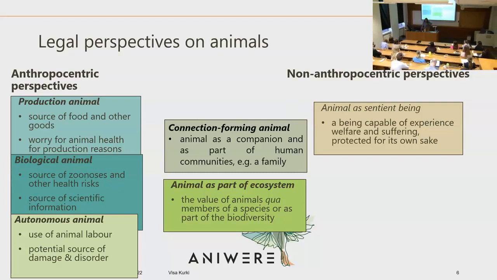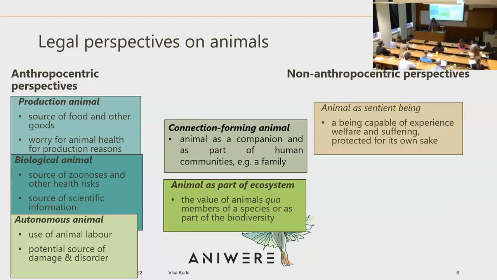On the other hand, if we again compare animals to chairs, animals are biological, meaning that they are similar to us in being biological. So this means that they also pose health risks to us. They can carry zoonoses and so on, which may cause risks to human beings. But on the other hand, they're also a source of scientific information. So we conduct animal experiments in order to learn more about our own biology.